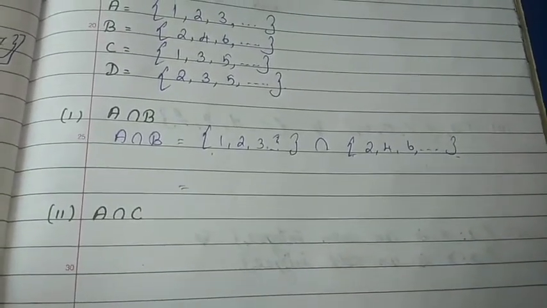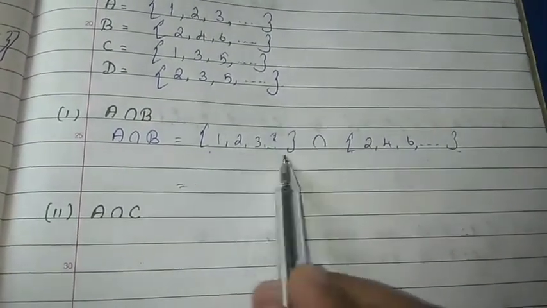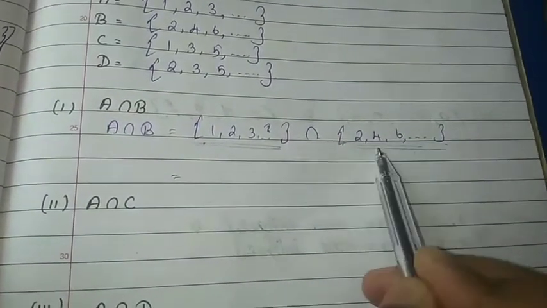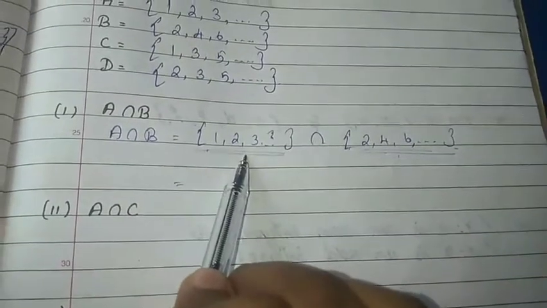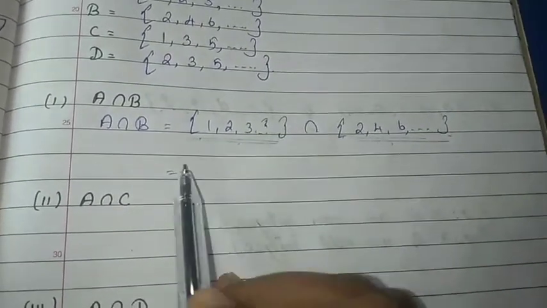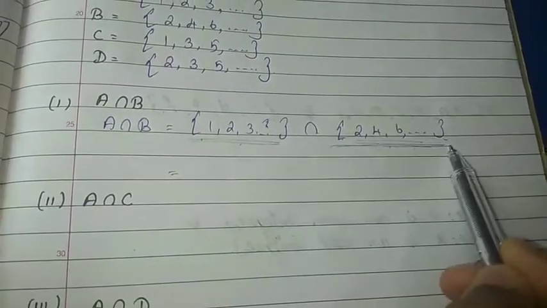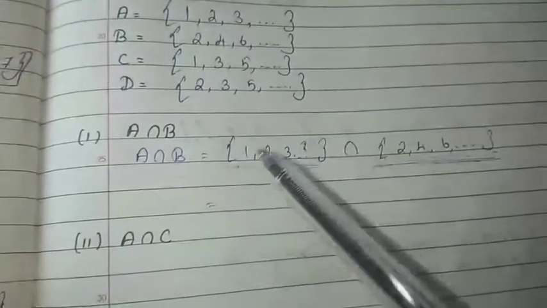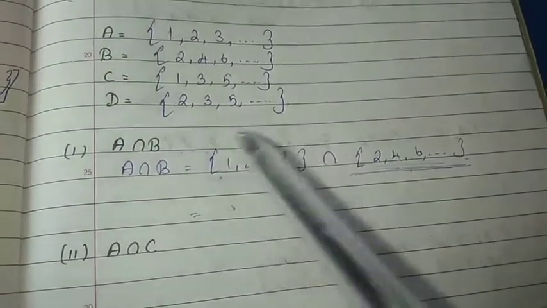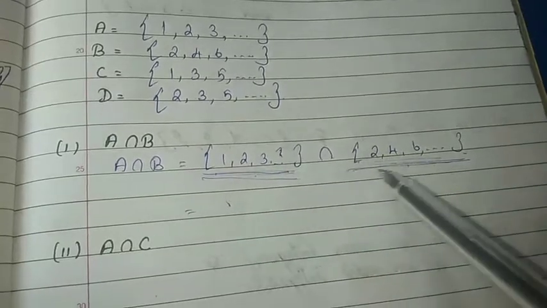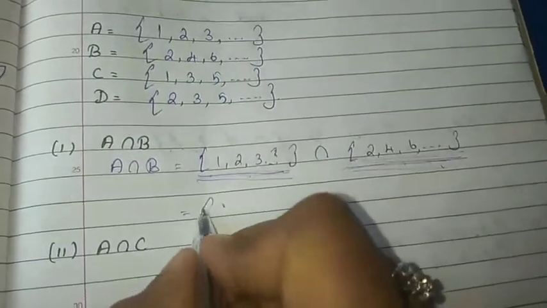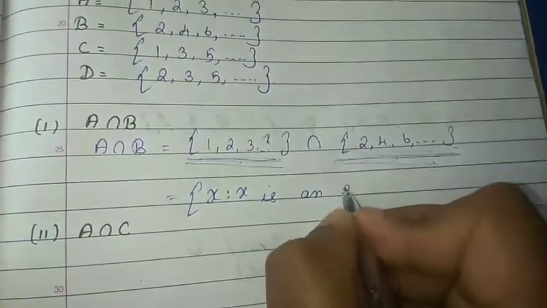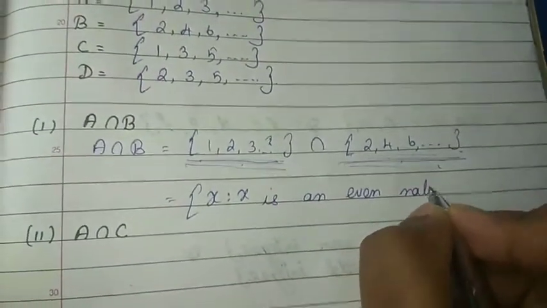Only the even numbers, okay? Because every number will be a natural number, but here only even numbers will be there. An even number is present even in set A. So therefore the intersection will be the set of even numbers only. Since the question is given in set builder form, we have to write it in set builder form only. Why did I write it like this? Because it is for your understanding only. So therefore we will write x such that x is an even natural number.